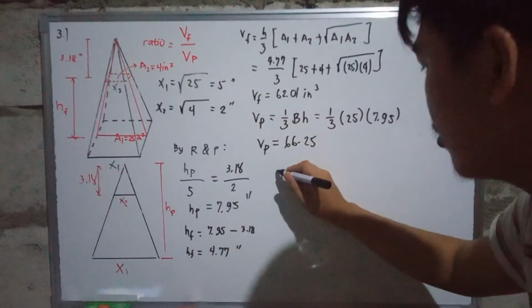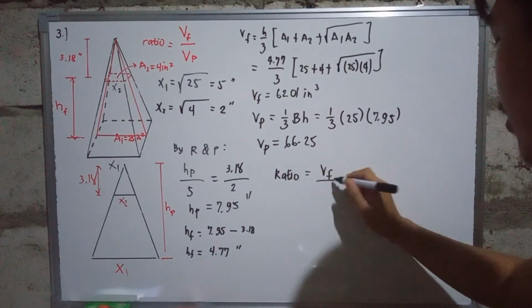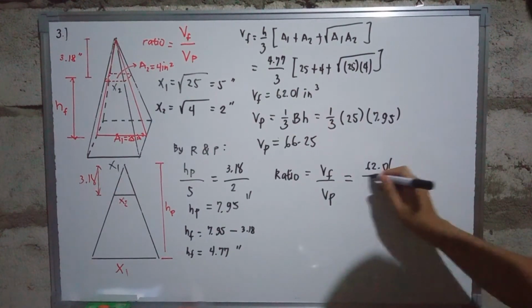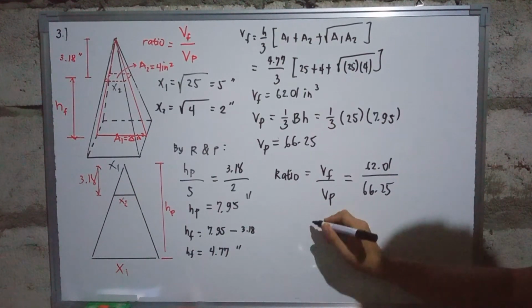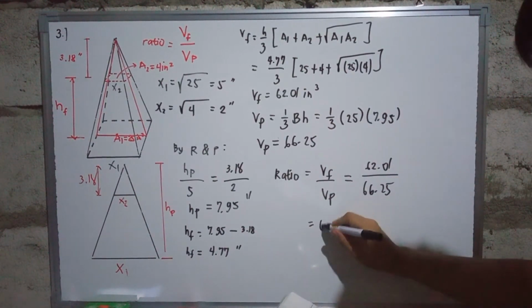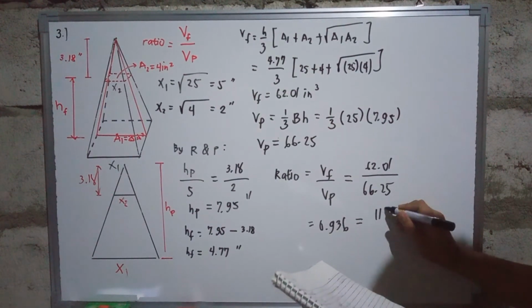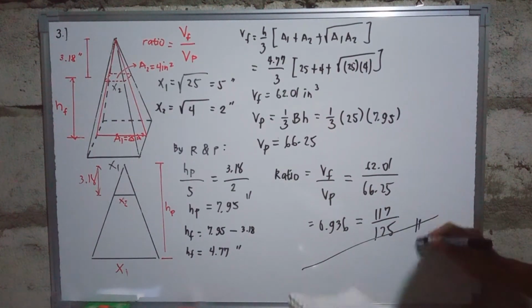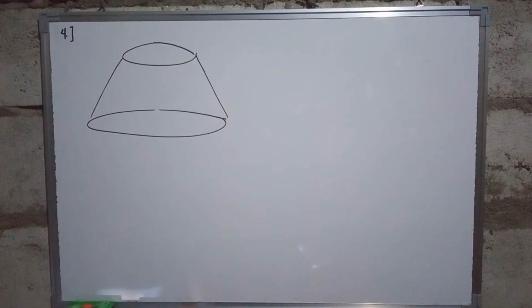So hinahanap is yung ratio. So the ratio between the volume of the frustum and the pyramid is now equal to 62.01 all over 66.25. The ratio is 0.936 or equal siya sa 117 all over 125. So this will be our answer. So let's proceed to sample problem number 4.